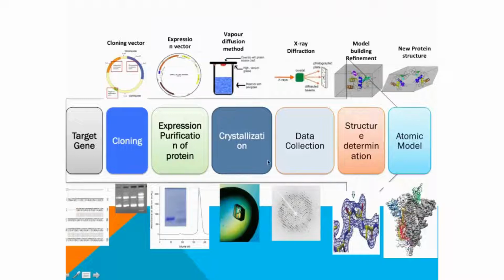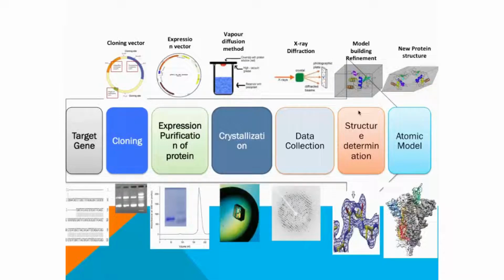Moving on to data collection. Now, when we see that there's a crystal in our trays or in our vapor diffusion method chamber, we check it with a microscope and then we send it for X-ray diffraction. So when X-rays are diffracted onto the crystal, we get reflection files like this. And from this, we can go for model building and refinement using various tools like Phenix, Coot, etc. And there's a suite known as the CCP4 suite, which can be used for all these things.